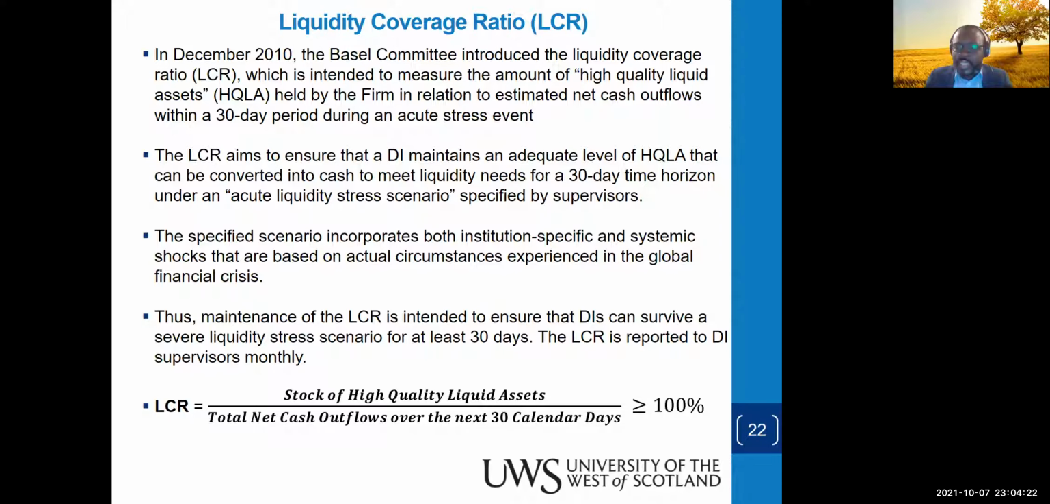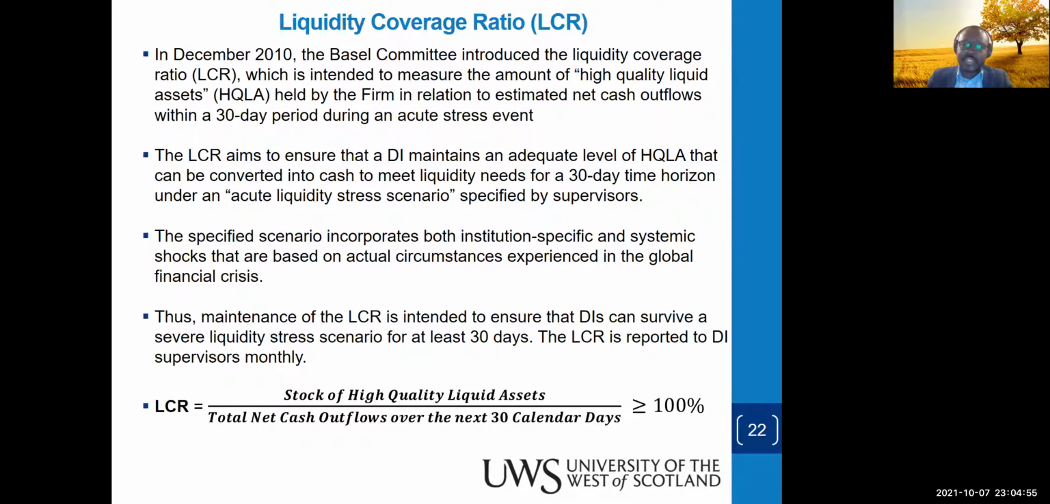So do we have highly liquid assets, high quality, not just any liquid, high quality liquid assets to meet any net cash outflow within a 30-day period? Calendar days, not working days. So to absorb any shocks that may come up. The 30-day window is what we're looking at. It is given using the formula: stock of high quality liquid assets divided by the total net cash outflows over the next 30 calendar days.